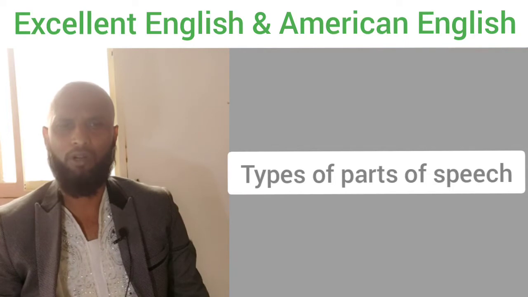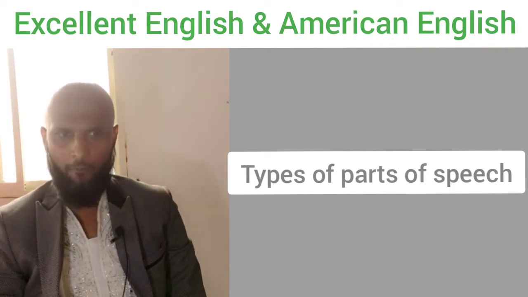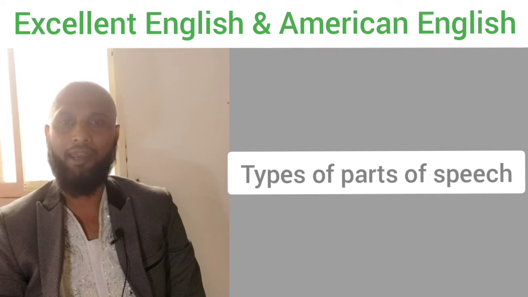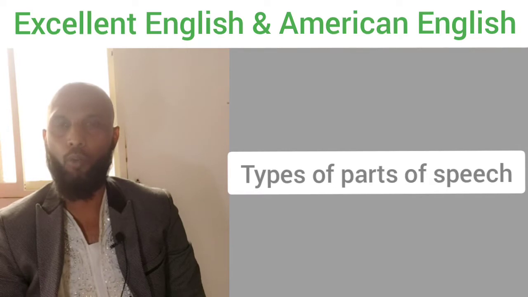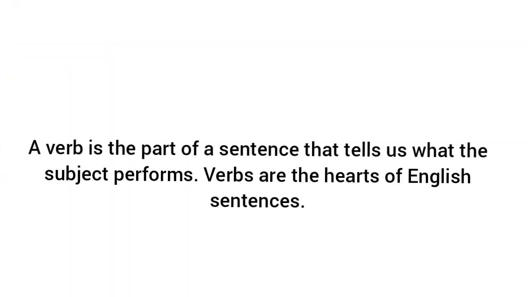So what does a verb do? Well, a verb is a word that shows an action or the state of the subject. In other words, verbs are action words, or the words which denote action are called verbs. So, a verb is the part of a sentence that tells us what the subject performs. Verbs are the hearts of English sentences.